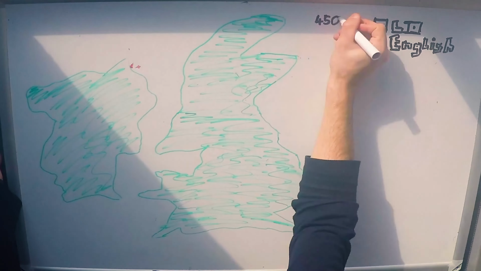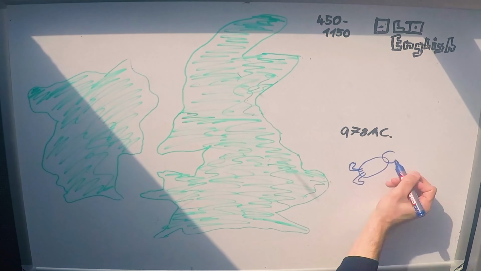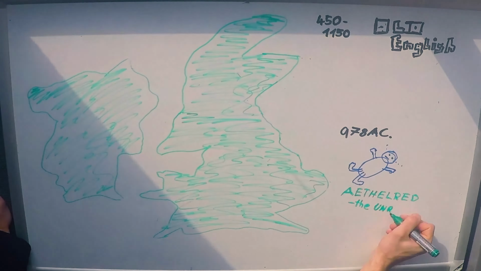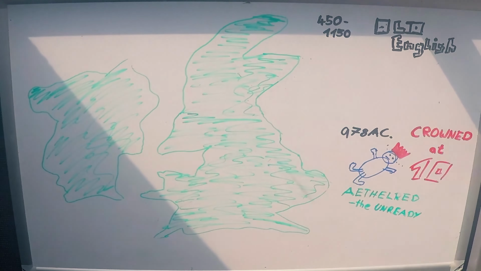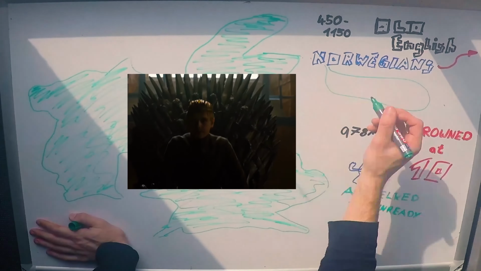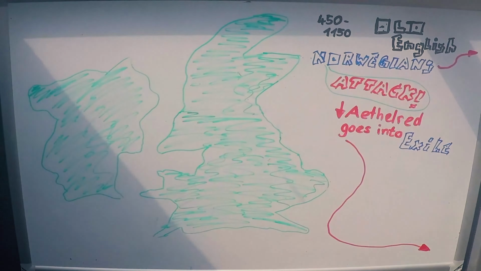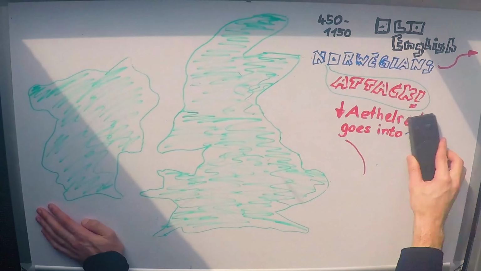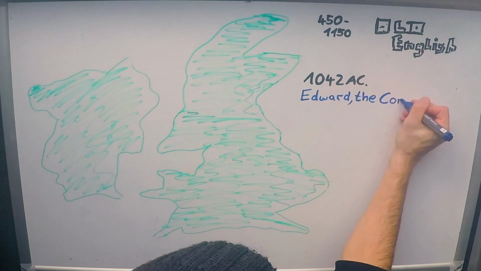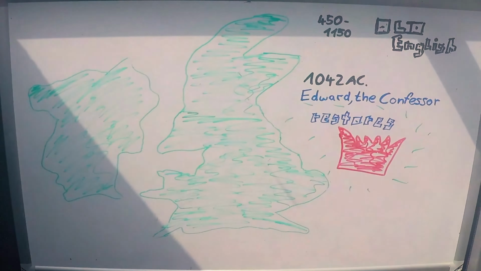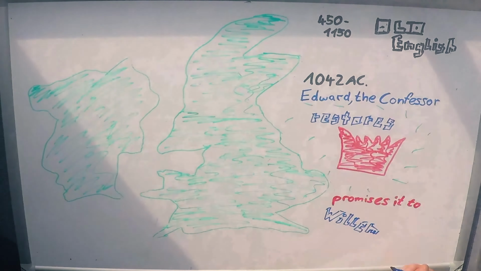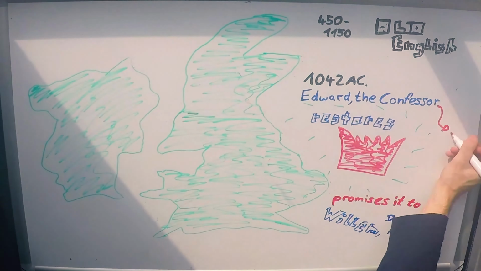A couple of hundred years passed until 978 AC, Ethelred, lovingly dubbed the Unready, was crowned at the age of 10. Norwegians got wind of it, and so in 1013 AC, Svein Forkbeard's armies attacked and forced Ethelred into exile with Richard II in the Normandy. In 1042 AC, Ethelred's son, Edward the Confessor, took back their land and restored the English throne, which he allegedly promised to Willem, then Duke of the Normandy, before dying without offspring or heir.